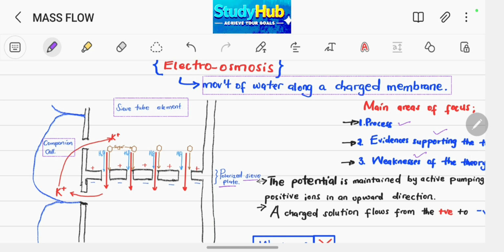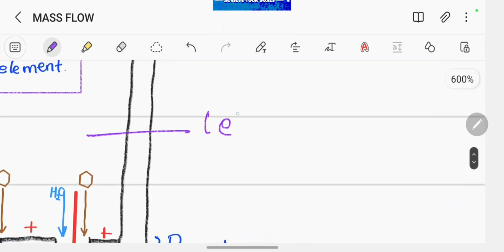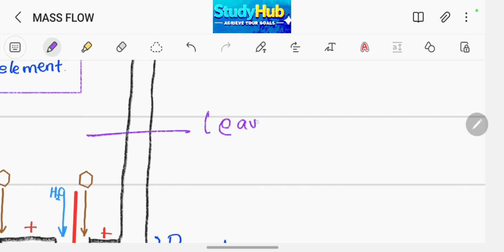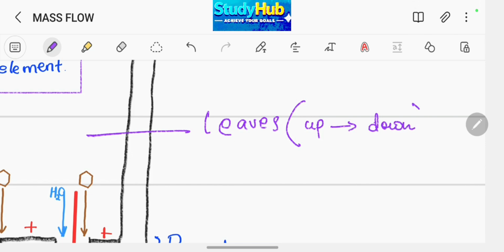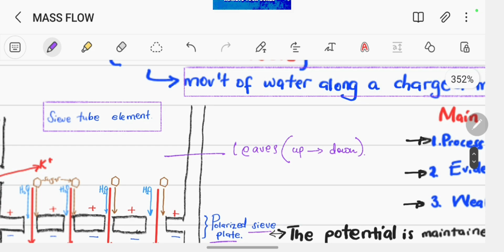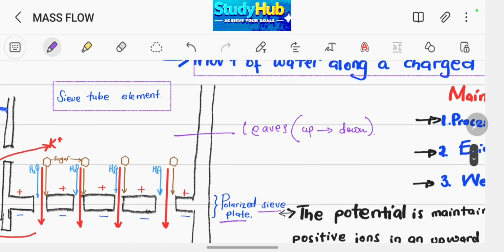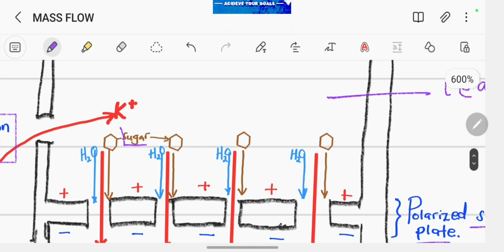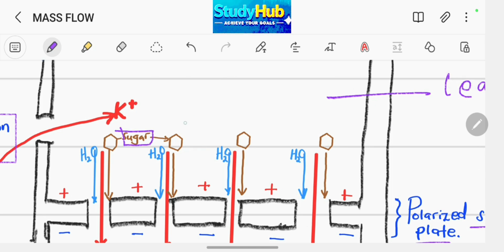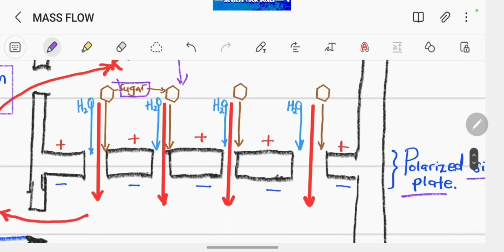We know very well that we are looking at movement of sugar from the leaves. We are focusing on movement of sugar from the leaves, I will say up, and sugar is moving down to the stems. So our sugar is here. So this is our sugar moving from the leaf area, sloping down.